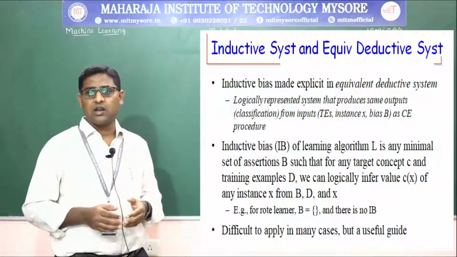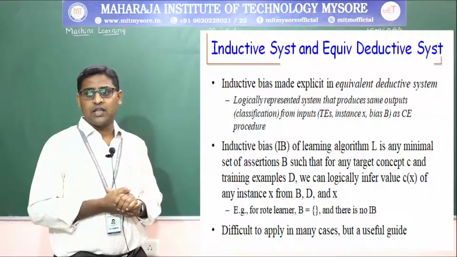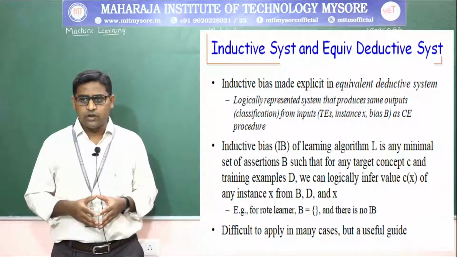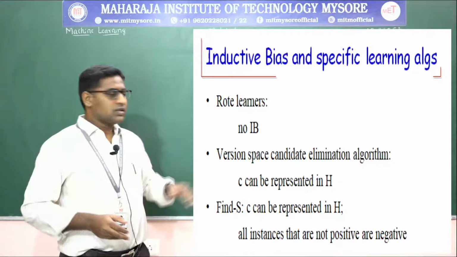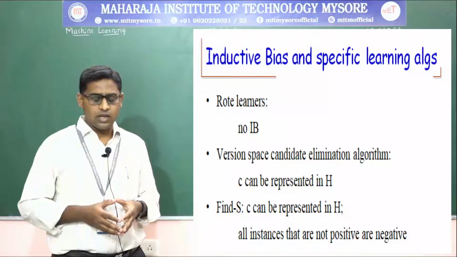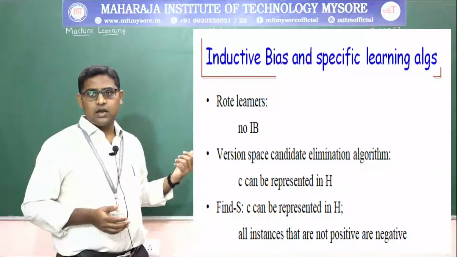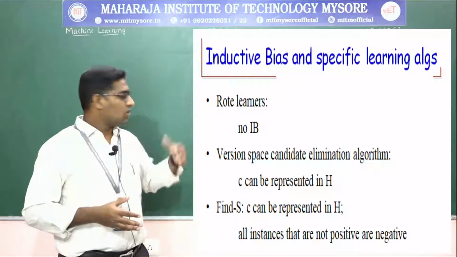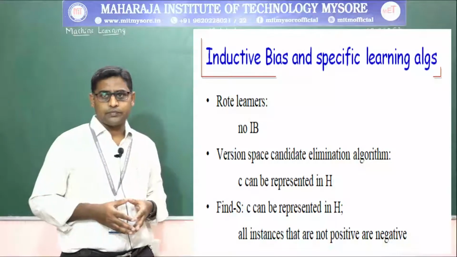For example, we will say rote learner, right? For the rote learner, B will be an empty set and there is no inductive bias. So it is very difficult to apply in many cases, but useful to guide how to apply an inductive bias. So rote learners have no inductive bias, and for the version space candidate elimination algorithm, C can be represented in hypothesis H. For find-S, concept C can be represented in H, for all the instances that are not positive and that are not negative.